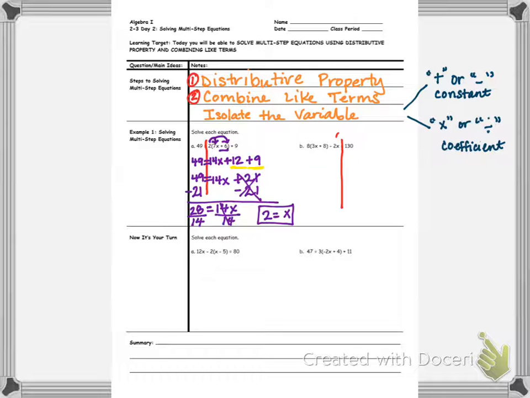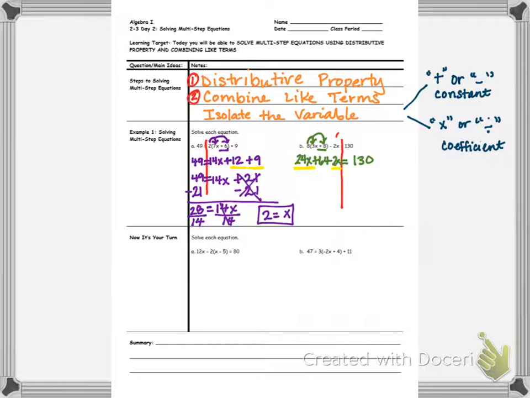Okay, so we have 8 times 3x plus 8 minus 2x equals 130. So the first thing we're going to do is distribute. So I'm going to take that 8 and distribute here to that positive 8. 8 times 3x is going to be 24x. 8 times positive 8 is a positive 64. Bring down that minus 2x equals 130. Okay? So now we have our like terms, and we want to know what those like terms are.